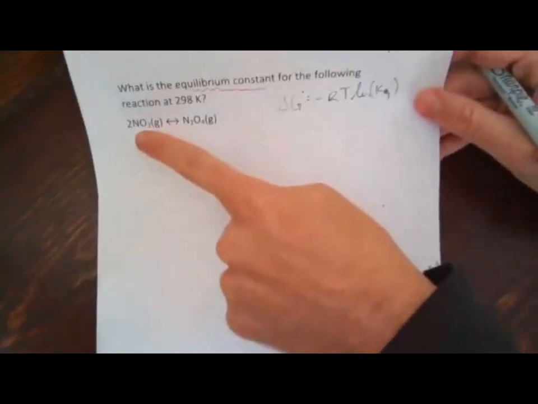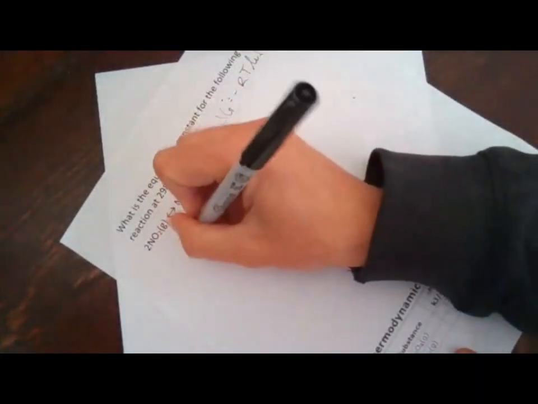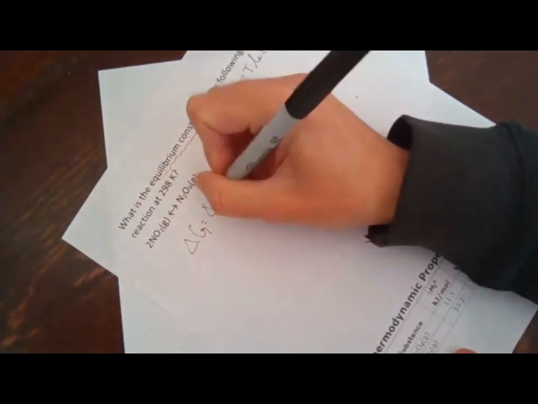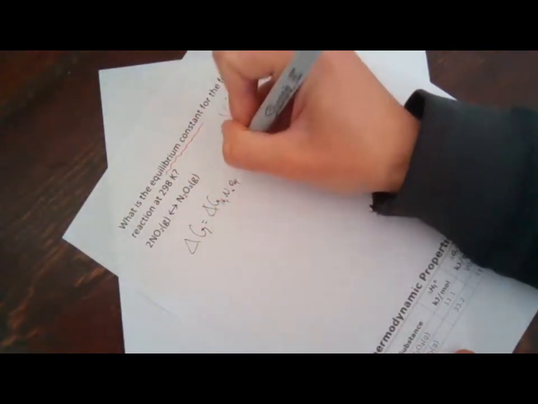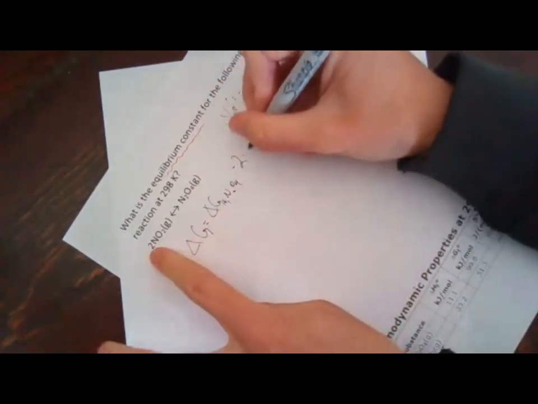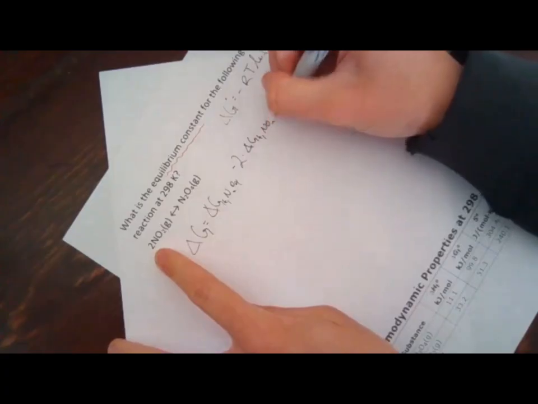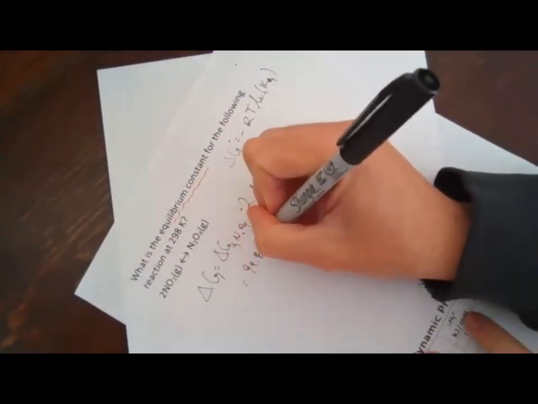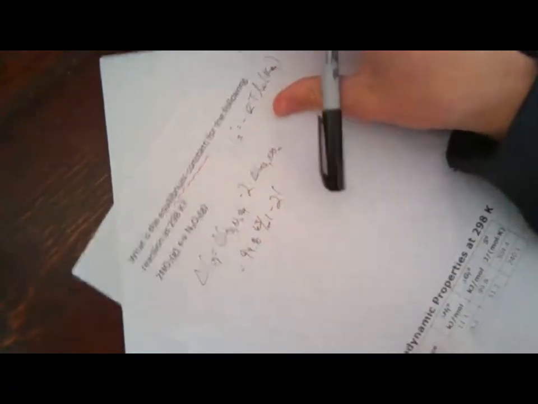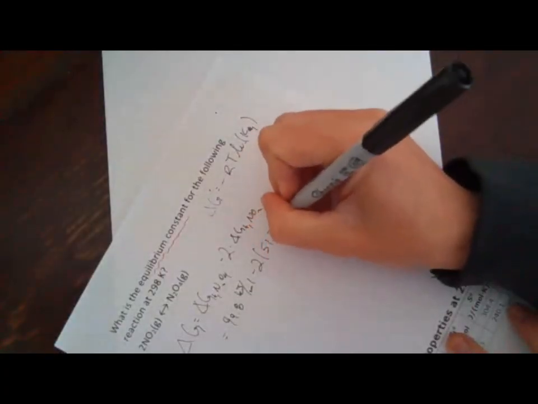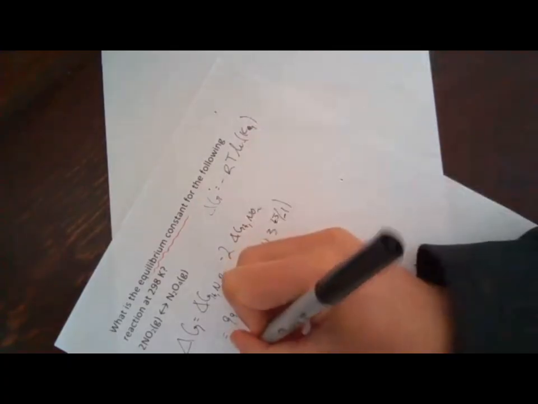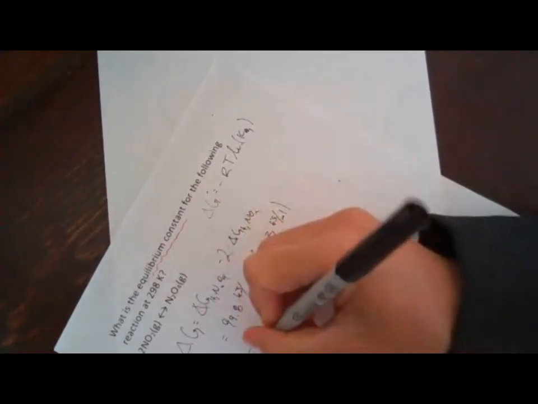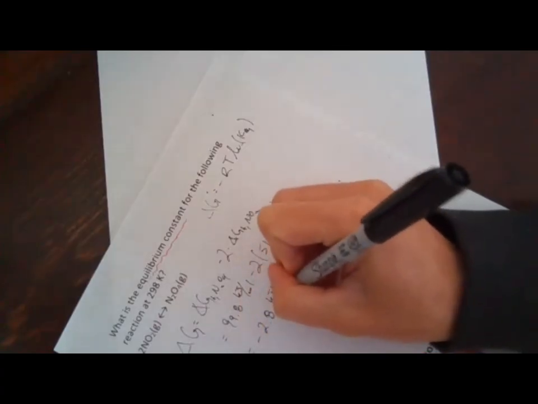So the reaction is 2NO2 becoming N2O4. Delta G would be delta G of formation of N2O4 minus 2 times delta G of formation of NO2. So N2O4 down here, delta G of formation is 99.8 kilojoules per mole, minus 2 times NO2, which is 51.3 kilojoules per mole. Put those together, we get negative 2.8 kilojoules per mole.